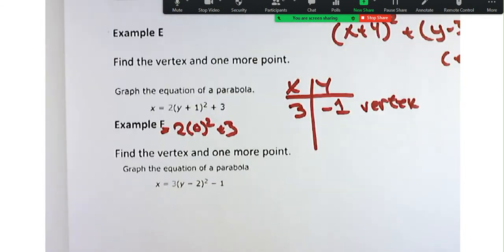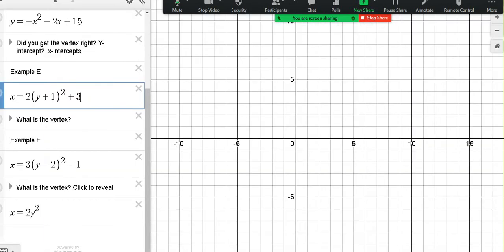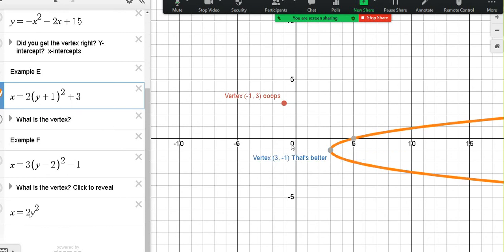Now you got to be a little bit careful about that because our temptation is always to write x then y. But in this case, it's y then x. So if you make a mistake, if you wrote negative 1, 3, that's the wrong spot. 3, negative 1, that's the right spot. That's the one that you want. So, cool.